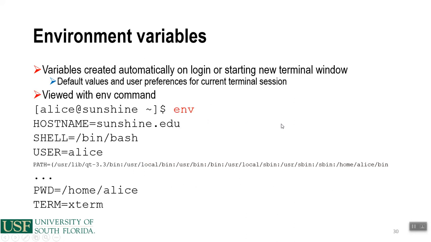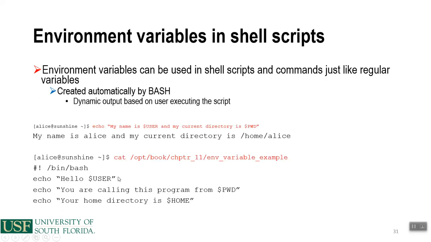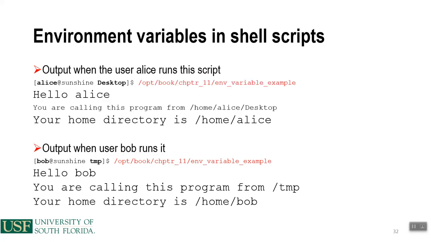So what you can see is that the environment variable will give you all of that information: the user, the print working directory, and so on and so forth. And you can call this information from a shell script. This gives you the ability to customize certain types of scripts for different types of users. So when Bob runs a particular script, what he will see is, hello Bob, you're calling this program from /temp. Your home directory is /home/Bob. This gives you the flexibility, instead of having to print out this information manually each time for each user, to provide that information automatically to each of the users accordingly.